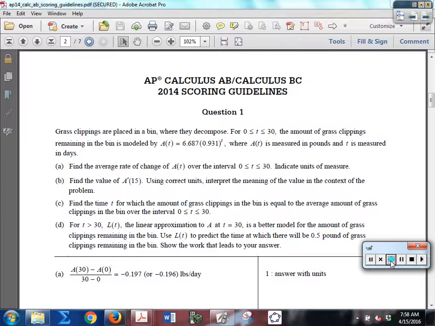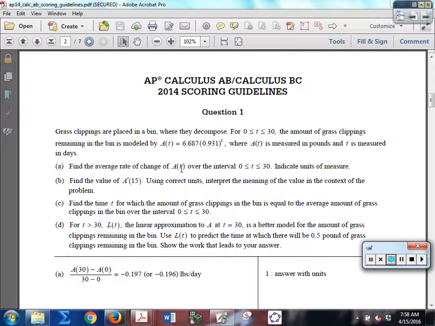All right, so on this first question, we have grass clippings where they decompose, and it's modeled, the amount of grass clippings is A of T. So A of T is not the rate, it's the amount of them. A is measured in pounds and T is measured in days.